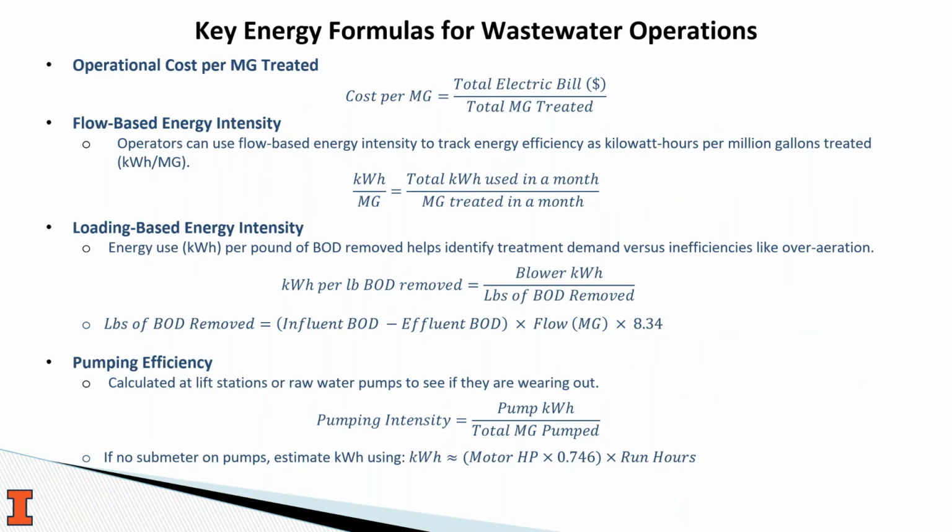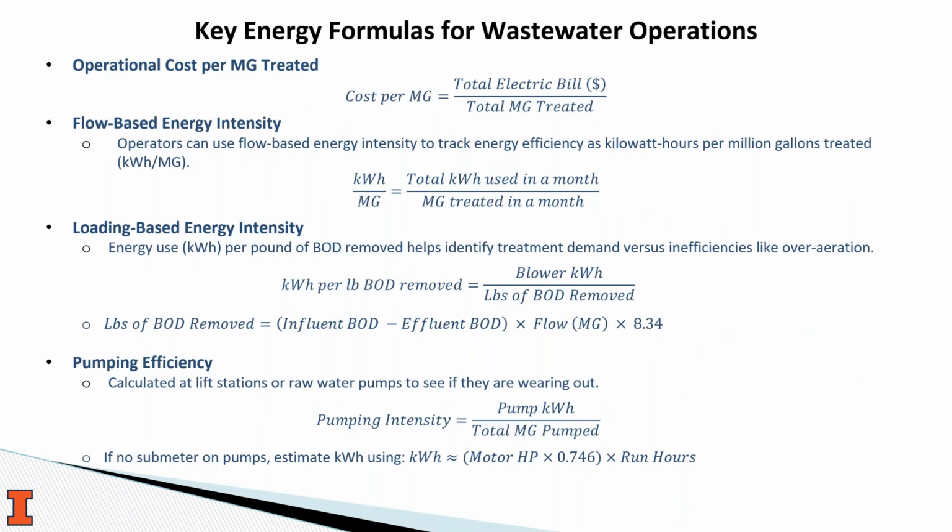And the last one featured on here is pumping efficiency, which is especially useful for lift stations. You calculate this by dividing the pump's kilowatt hours by the total million gallons pumped. If pumps don't have submeters, you can estimate energy use using motor horsepower, or the rated power, with a standard conversion factor and by knowing the runtime hours. Tracking pumping energy use, or pumping intensity, regularly can help determine whether pumps might be wearing out fast or running inefficiently.